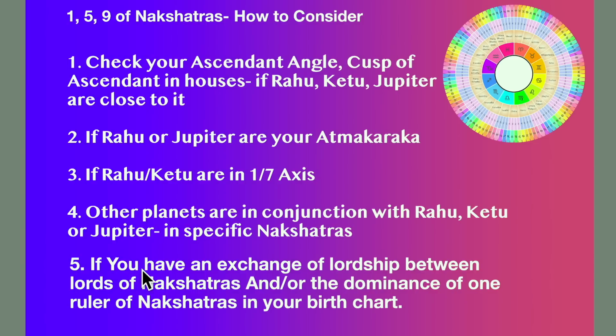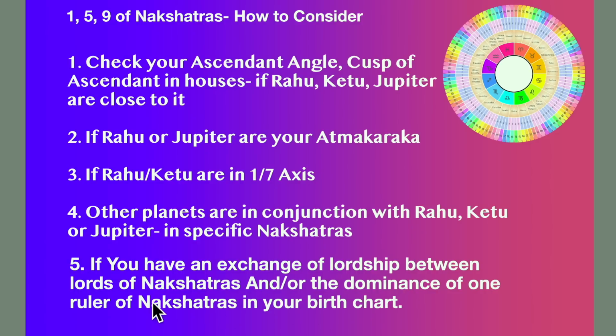Number 5, and the most important, if you have an exchange of lordship between the lords of nakshatras and or the dominance of one ruler of nakshatras in your chart. For example, if you have Mercury and Moon exchanging lords, okay, and then you have Mercury dominated nakshatras, this will be important. And if Jupiter is in that particular nakshatra of Mercury, you see what I'm saying?